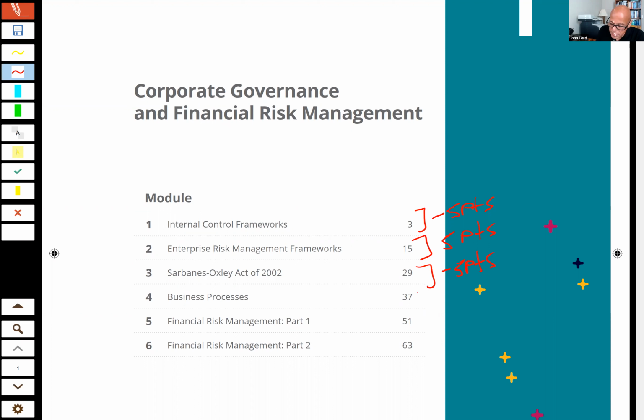Business processes, again, about 5 points. And then I'm just going to combine these last two, which we will probably get into next time. Financial risk management is, again, a 5-point area. The only reason they've split those into two is because they like the modules to be a little more bite-sized, but that would be considered one overall area. So you've got some pretty high point value here in this chapter.